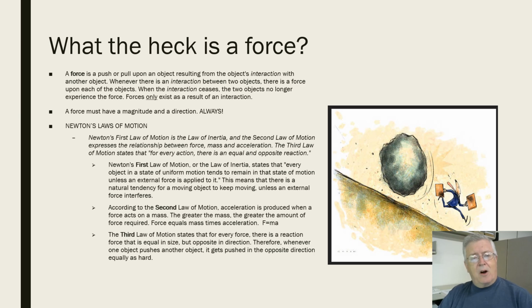According to the second law of motion, acceleration is produced when a force acts on a mass. The greater the mass, the greater the amount of force required. Force equals mass times acceleration. So F equals ma. This is another quote we hear a lot. Force equals mass times acceleration. For gravity, acceleration is 9.81 meters per second squared.